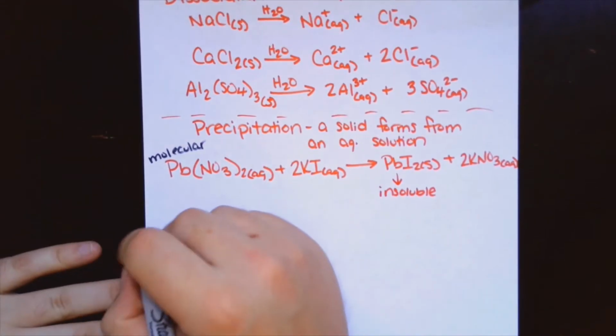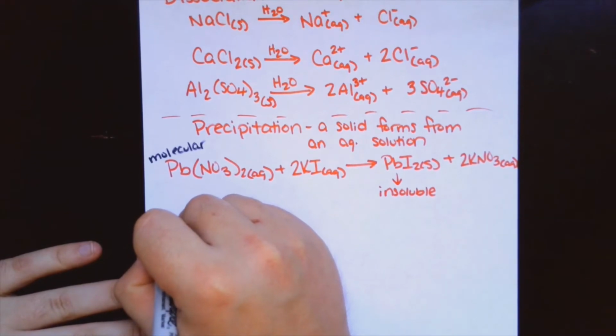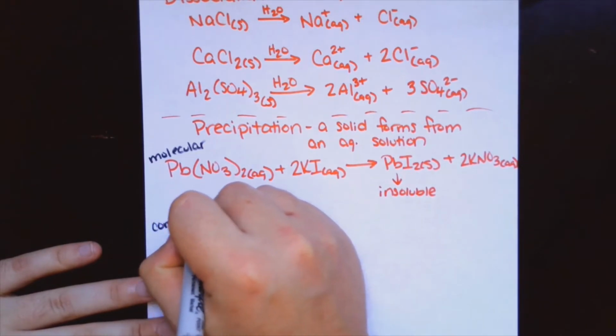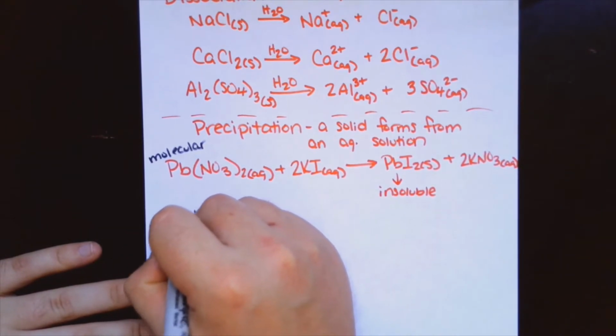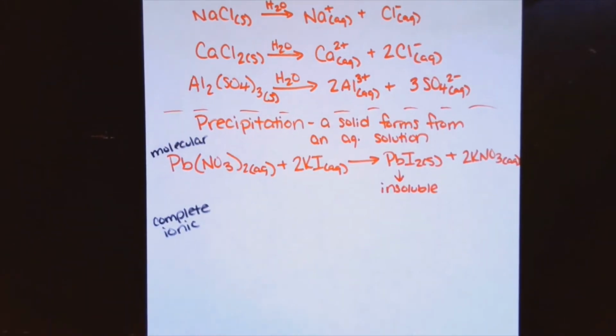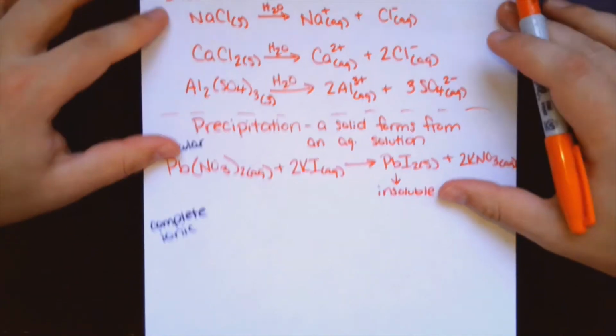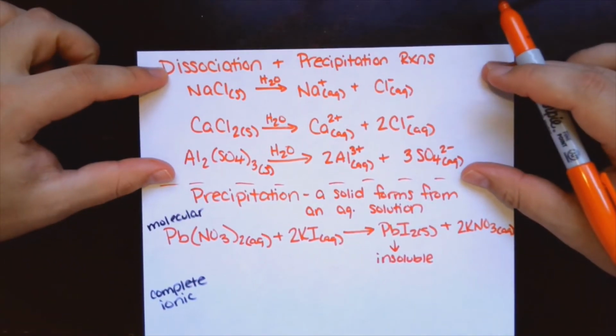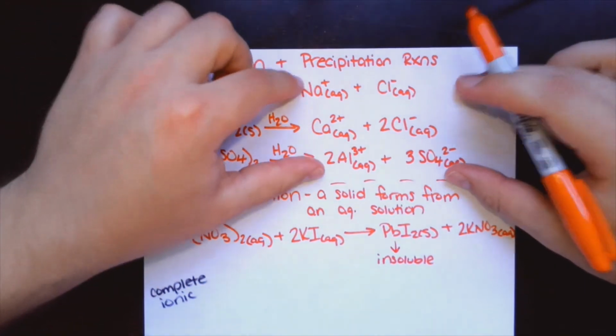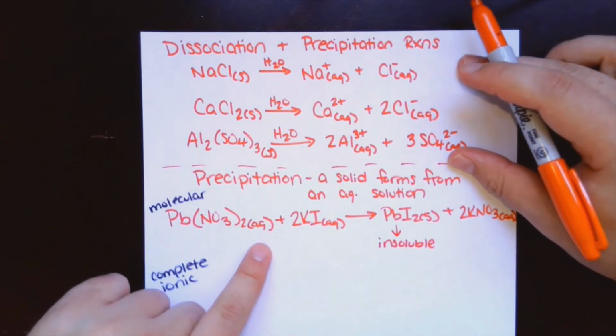So the next step from there is to look at the complete ionic equation. So for that, any species, any ionic compounds that exist in the aqueous state of matter, you want to actually break them apart into their ions. That's why we talked about dissociation reactions here in the beginning. You're basically going to show the dissociation products for anything that you see as aqueous, right?